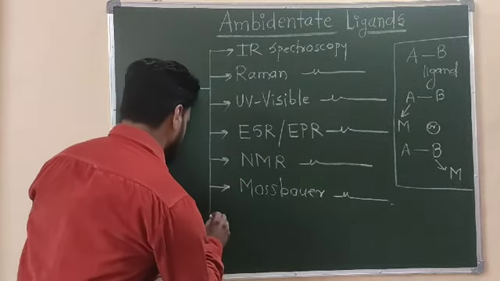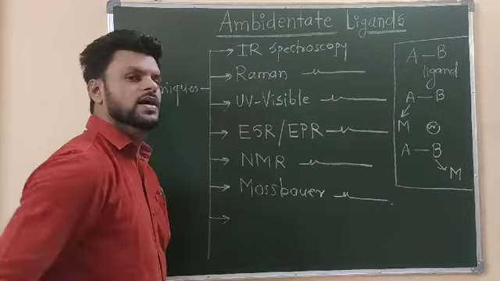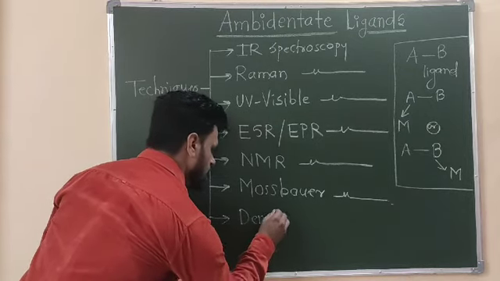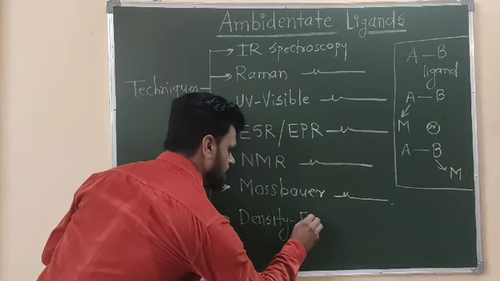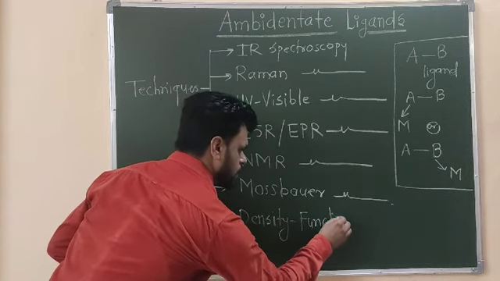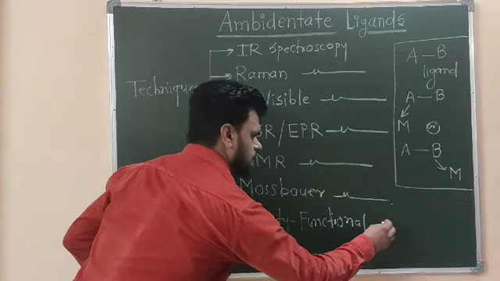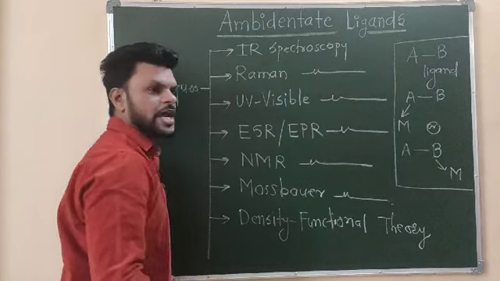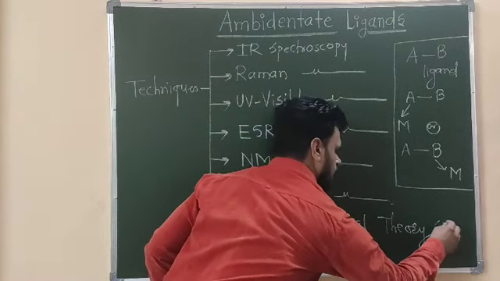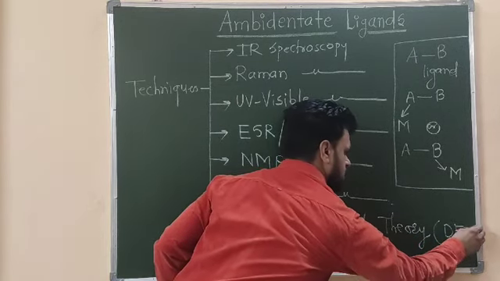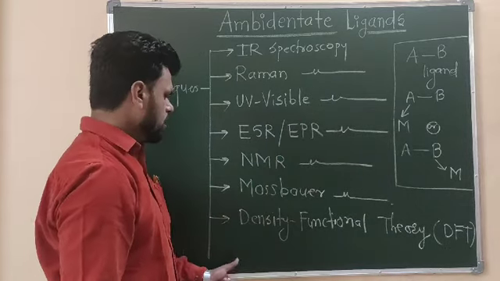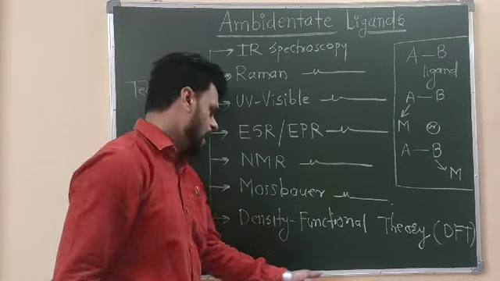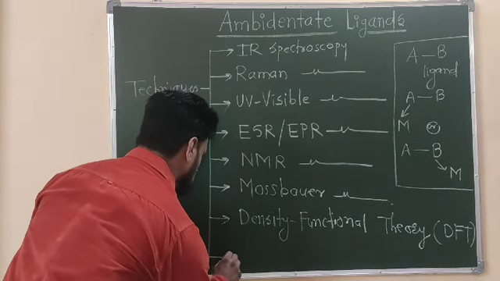Nowadays, there is a theory known as density functional theory. Density functional theory is widely used by coordination chemists in order to understand the type of bonding. This is called a DFT study. A DFT study is nothing but a quantum mechanical modeling of the molecule, and so on and so forth.